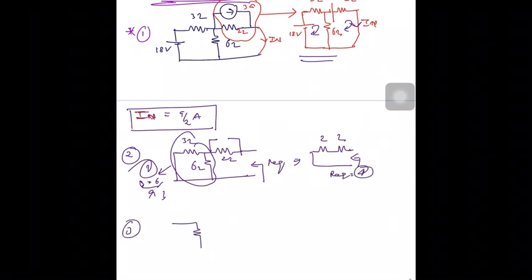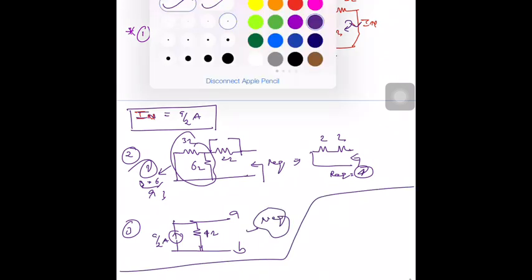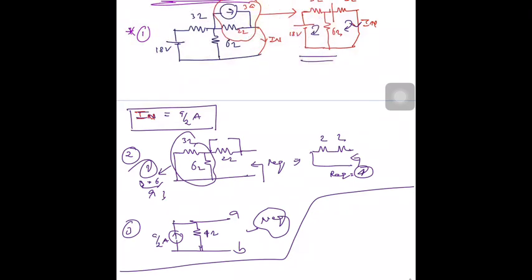Step 3, plot. The Norton's equivalent is a current source in parallel with a resistance. Set terminals A and B. What is the current? 9 by 2 amperes. It is Norton's equivalent. So now today's lecture is over.